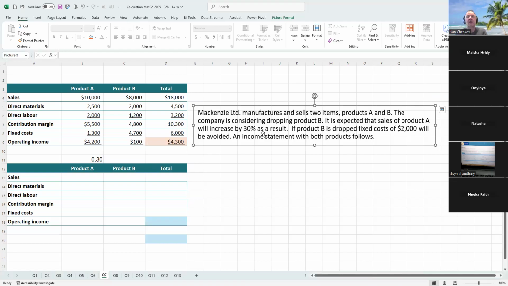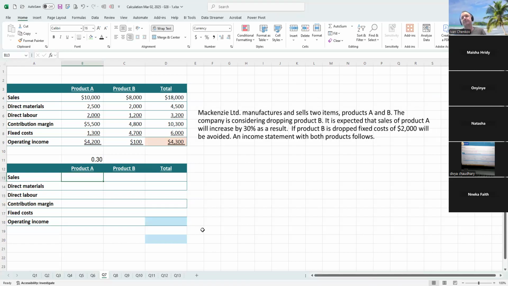So 10,000 times 30%. If product B is dropped, the fixed cost of 2,000 will be avoided. So product B is gone. Sales 0. Direct material 0. Direct labor 0. Contribution margin 0. Fixed cost 0. We eliminate it completely. Operating income 0. Gone. Now what's going to happen with product A?